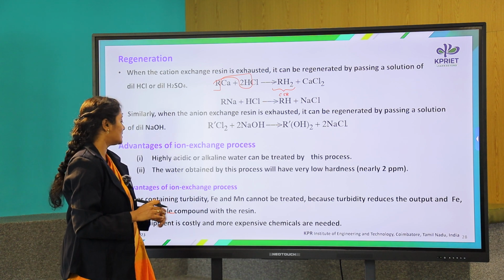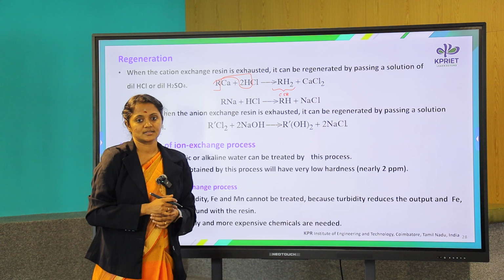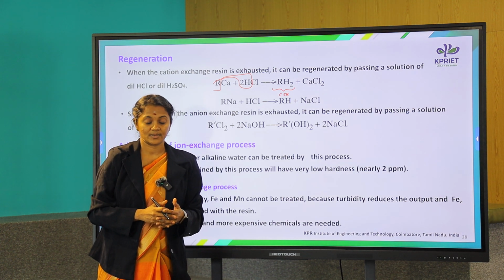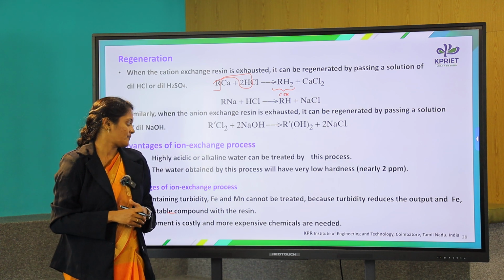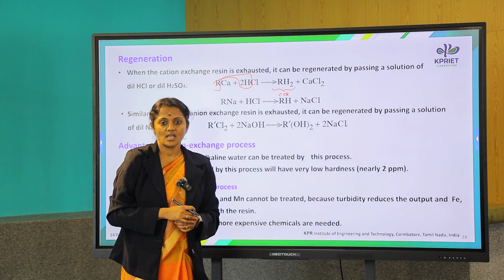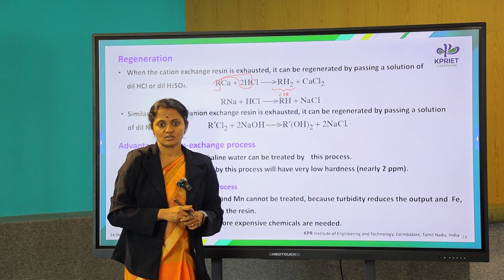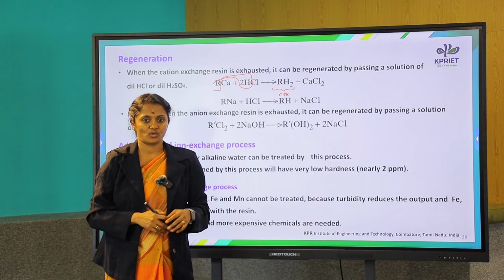But there are certain limitations. The disadvantages here are that iron and manganese water cannot be treated by this method, as it causes damage or will spoil the resin. Also, turbidity reduces the output. The equipment is very costly and the chemicals used in the resins are very expensive. These are the limitations of this process.